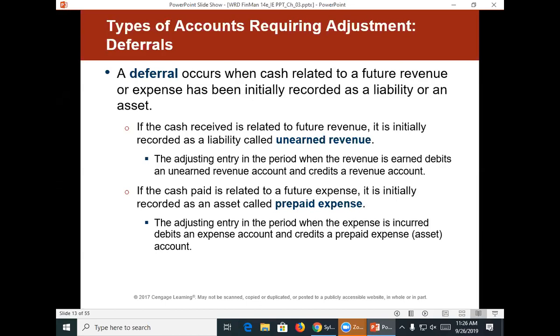So again, if it were supplies, we've already done that entry. We would debit supplies expense and credit supplies for supplies that have been used up that we need to expense out. If it were prepaid rent, we would debit rent expense and credit the prepaid rent account, which is an asset. And same with prepaid insurance. Okay. So that's a deferred expense. We've paid for it in advance. That's why it's deferred. We paid for the expense up front or prepaid it. And now we have to calculate, well, how much of it have we actually used up?